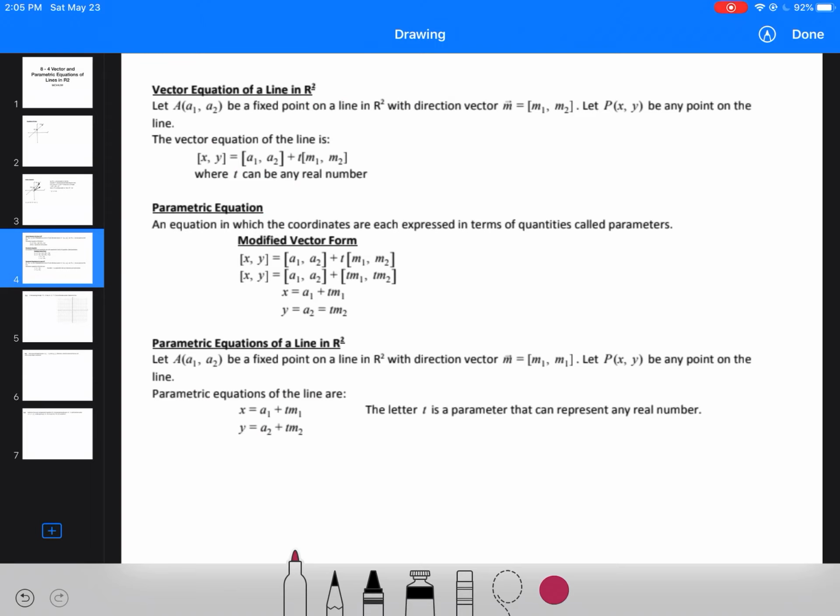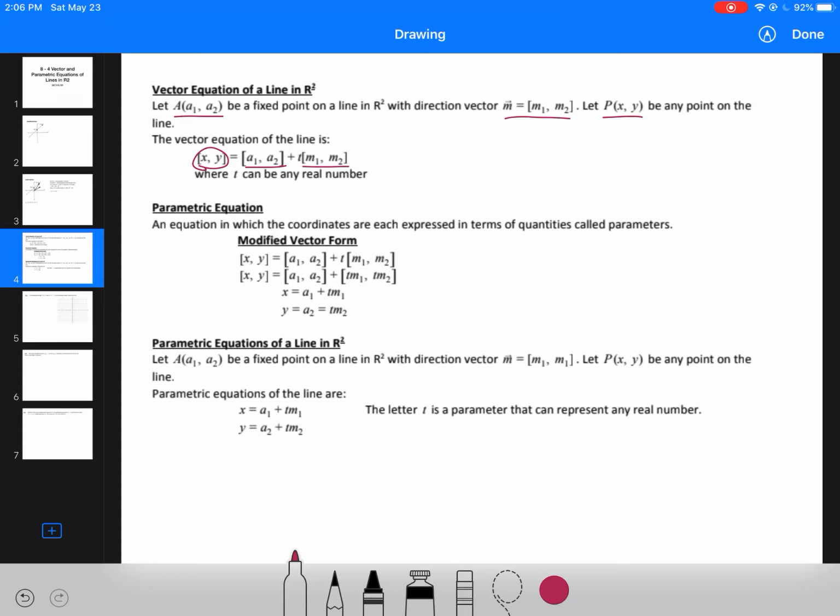For the vector equation of a line in R2, A is a fixed point on the line, and it has a direction vector. P is any point on the line. So the vector equation of that line is (x, y) equals (a1, a2), your position vector, plus t, some parameter, times your direction vector.